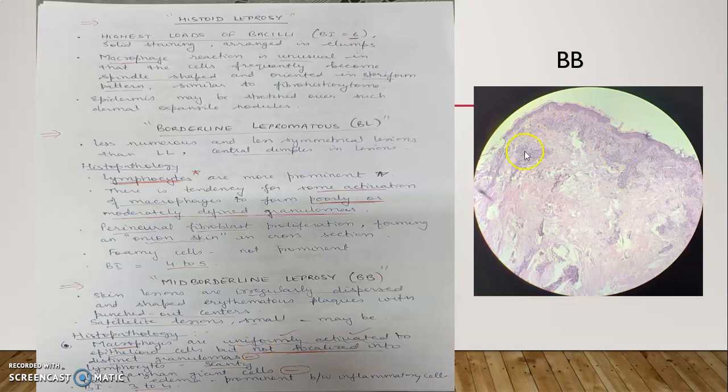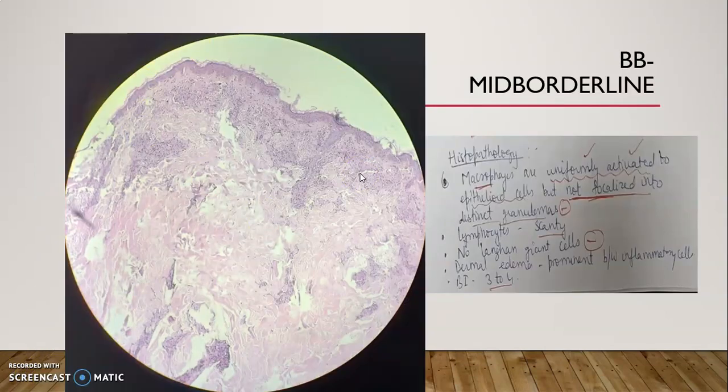Scattered epithelioid cells but no well-formed granulomas and no Langhans giant cells. Dermal edema is prominent. So this is the microphotograph of mid-borderline. Macrophages are uniformly activated to epithelioid cells, but no well-formed granulomas are seen. Lymphocytes are scanty. No Langhans giant cells are present.